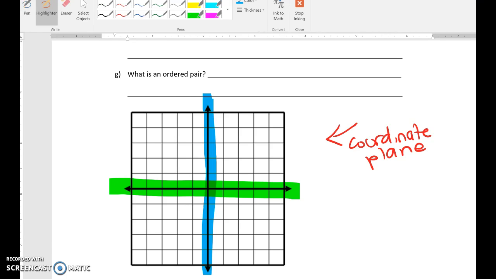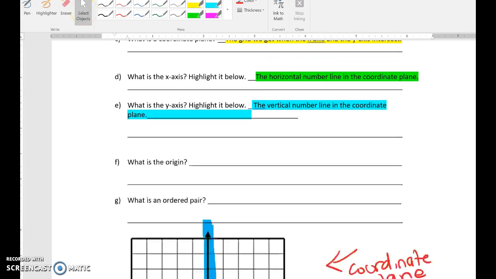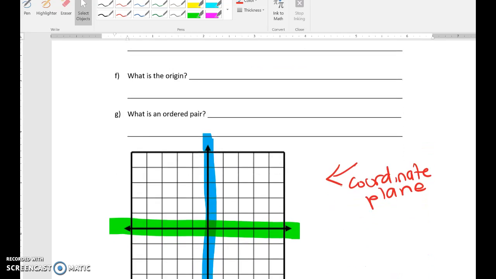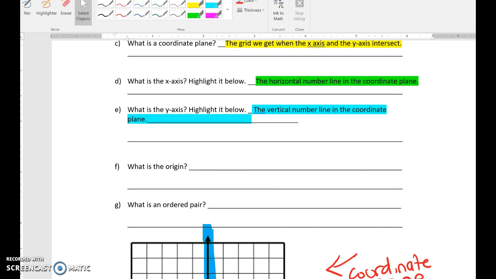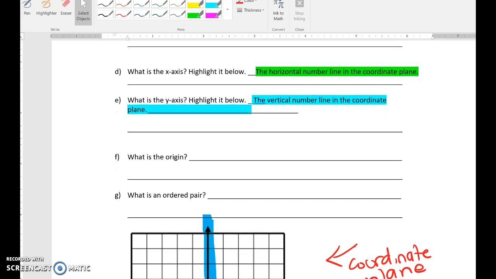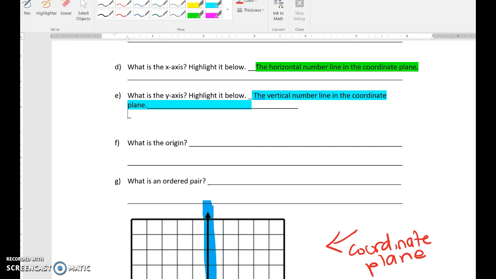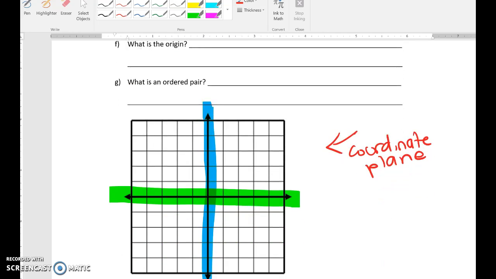And I can also label it with a pen if I want, but I've got the x-axis highlighted in green and the definition in green, and the y-axis highlighted in blue and the definition in blue. Okay, and it's just a vertical number line in the coordinate plane. That's all it is. It looks a little different, but basically we just took two number lines, both of which we've seen before, and laid them on top of each other.